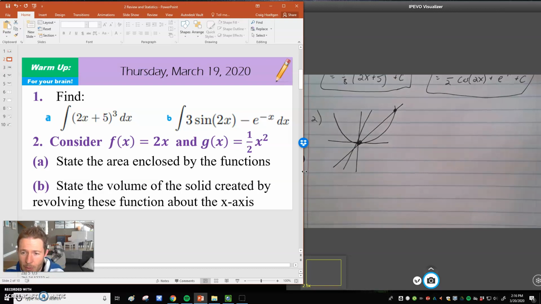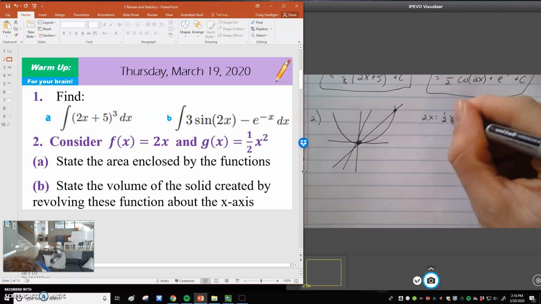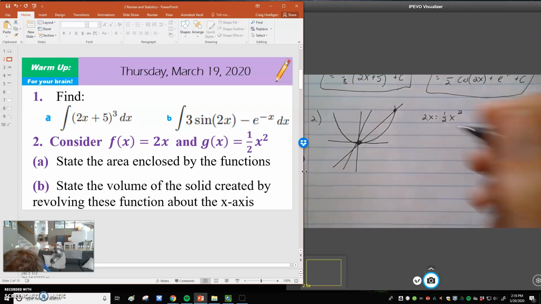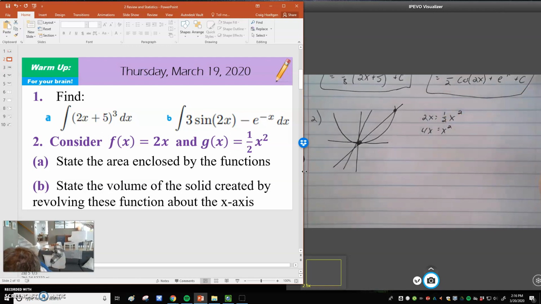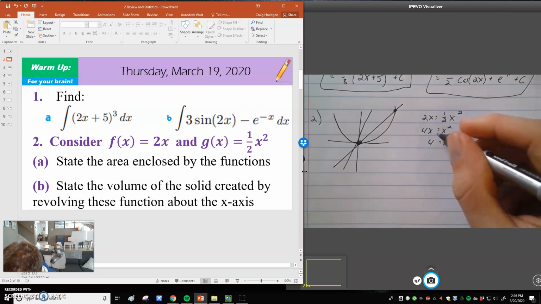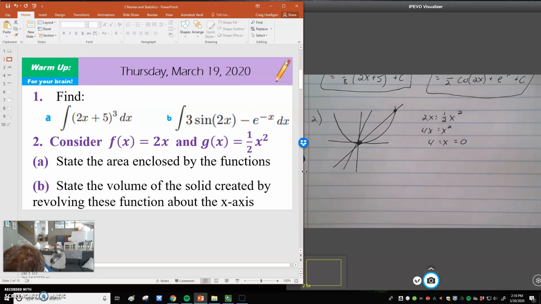First, of course, we need to figure out what those bounds are so you know where to integrate between. So I'm going to set 2x equal to 1/2 x squared. Let's solve for this. I'm going to multiply both sides by 2. So we get 4x equals x squared. Actually, sorry, let's just divide everything by x. You get 4 equals x. And there's one other solution that happens here. x can also equal 0. Both of those are valid solutions.